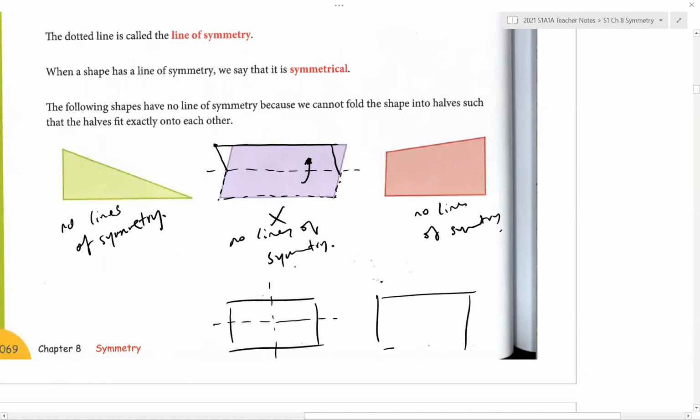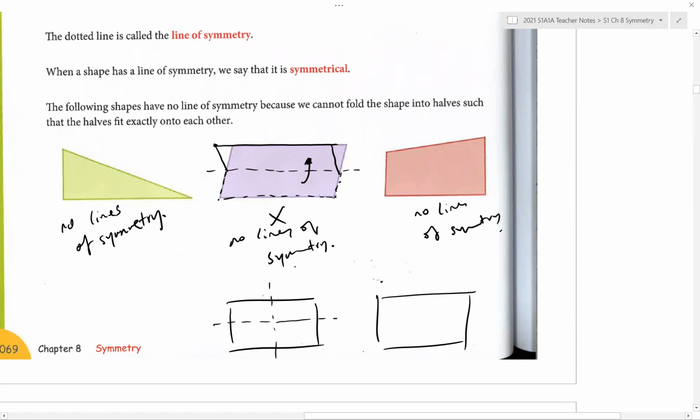Imagine a rectangle. Can you fold it this way? You've got paper, right? Just take a paper and try to fold. You fold diagonally. Are you going to get the same? Are they going to fit nicely? You've got a book, right? You can just choose one page and fold. Cannot. So there are no diagonal lines of symmetry for a rectangle.